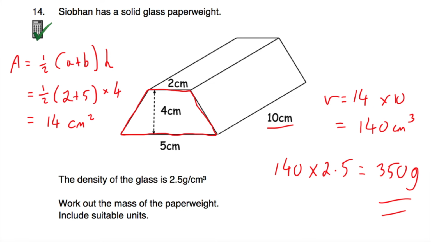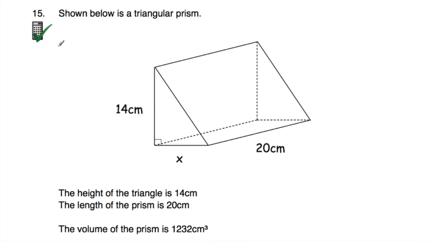Okay, let's look at our next question, question number 15. Question number 15 says, shown below is a triangular prism. So we've got this triangular prism. It's got a height of 14 centimetres, a length of 20 centimetres, and we don't actually know x, which is the base of the triangle. And we're told the height of the triangle is 14 centimetres. Yep, the length of the prism is 20 centimetres.